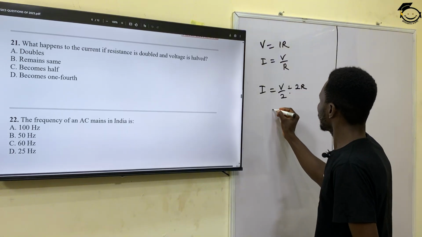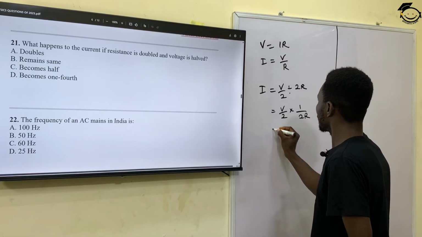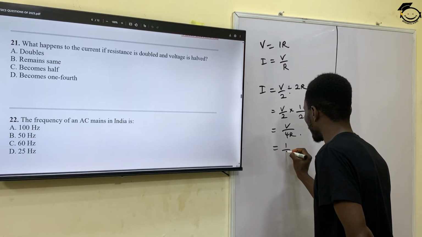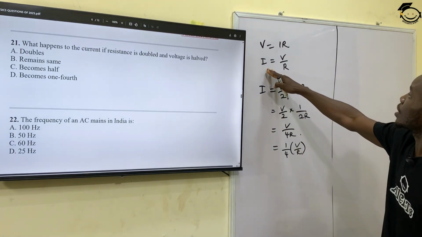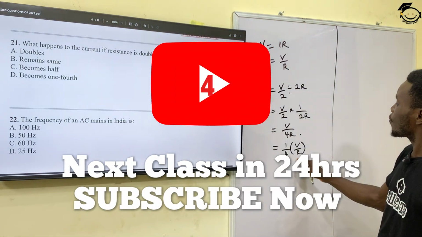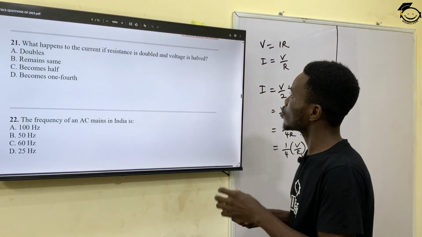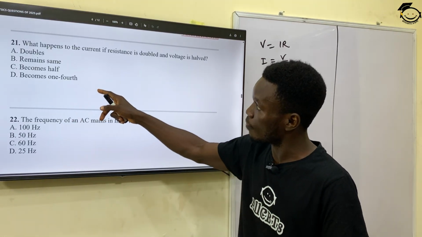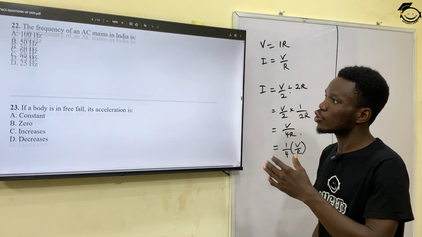2R. This is the same as I have V over 2 times 1 over 2R, which means I have what? V over 4R, which is the same as saying that I have 1 over 4 times V over R. And we know that originally my current is what? V over R. So if I'm having 1 over 4 V over R, it means I'm having what? 1/4 of what I had before. So what happens to the current if resistance is doubled and voltage is half? It means that the current will become what? 1/4. So the current becomes 1/4, which is option D. So that takes us to question number 22.